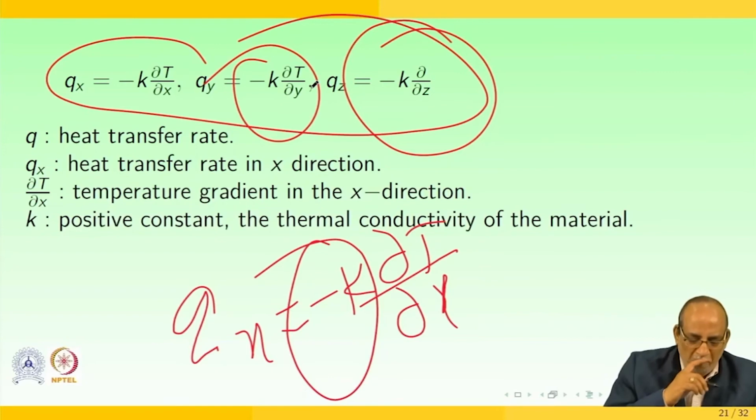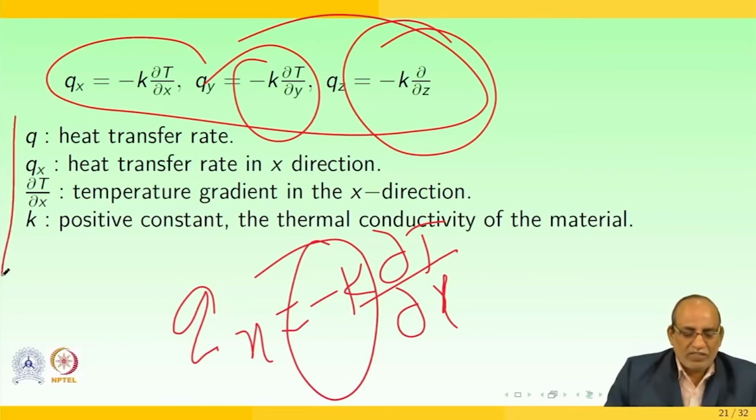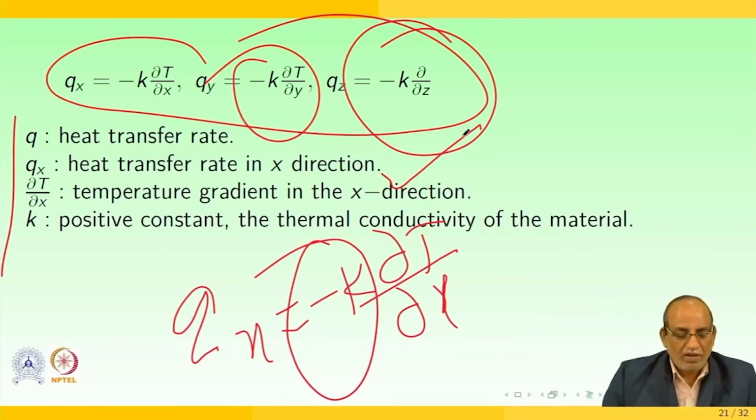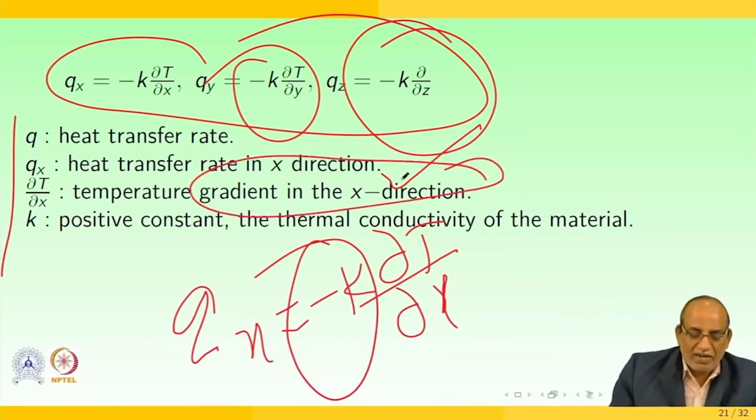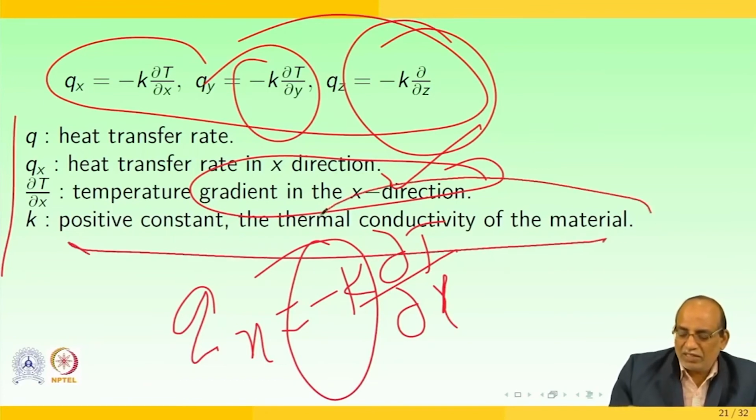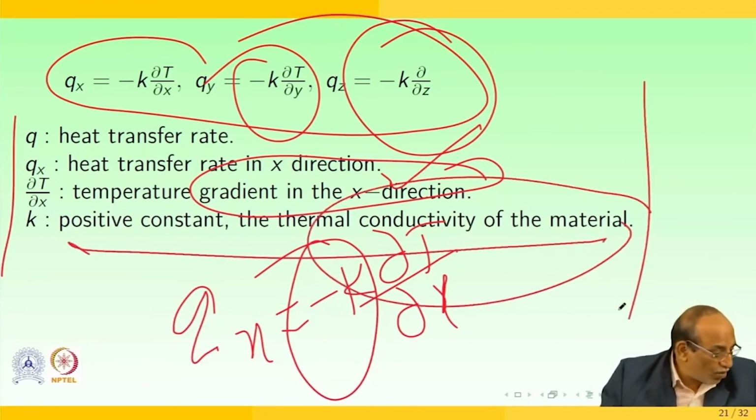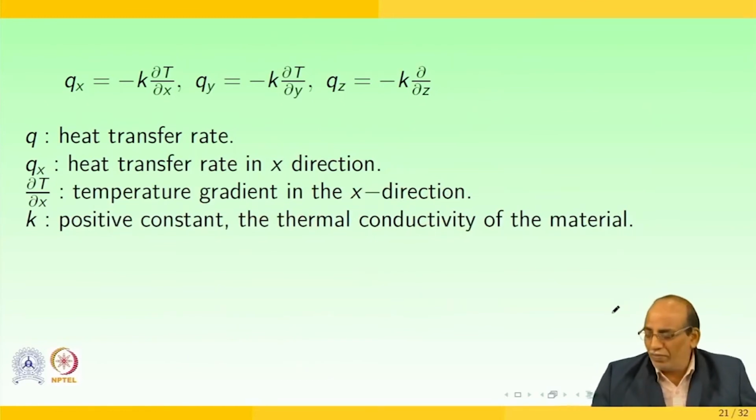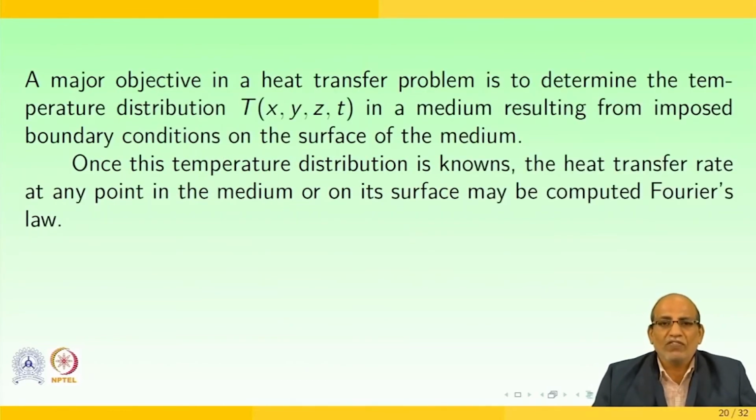Essentially, what is Q? Q is nothing but the heat transfer rate. And Qx is the heat transfer rate in the x direction. And ∂T/∂x is the temperature gradient in the x direction. And k is the positive constant, the thermal conductivity of the material. So by knowing all these properties, we are able to find out how heat would be transferred from one mode to a different mode, right? From one mode to a different mode.